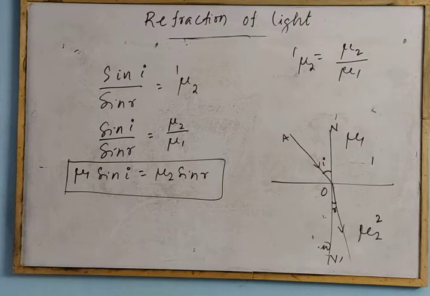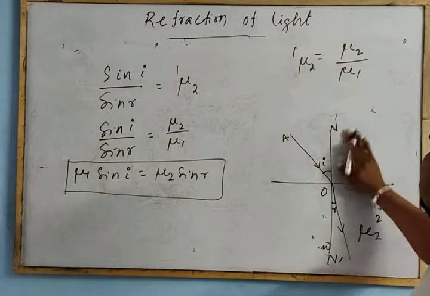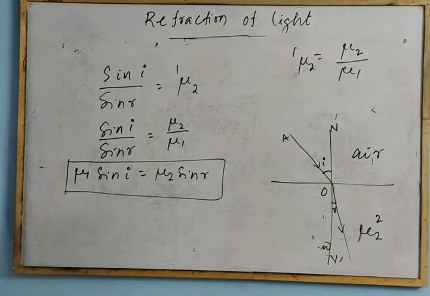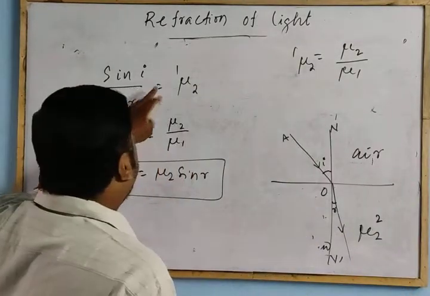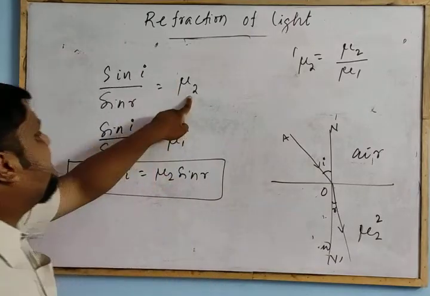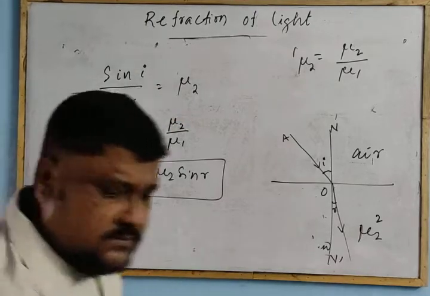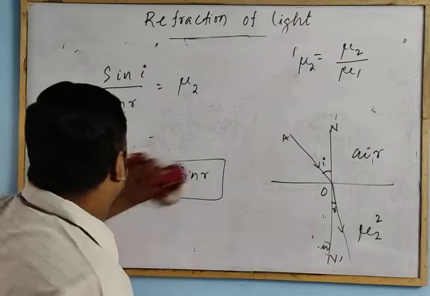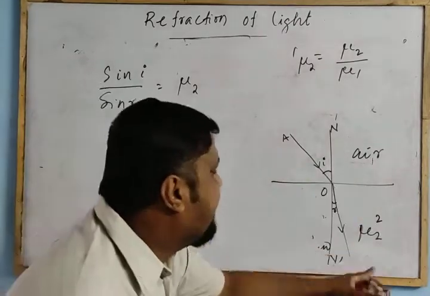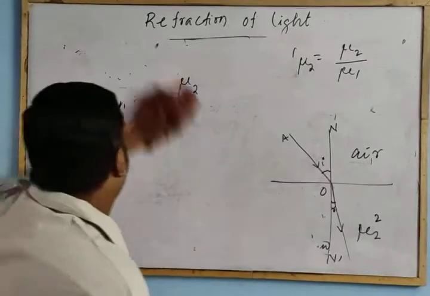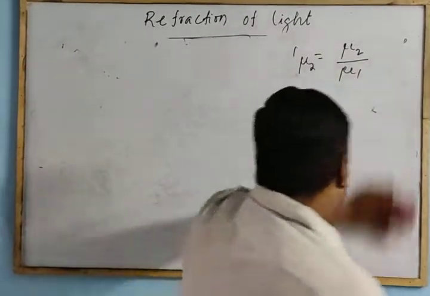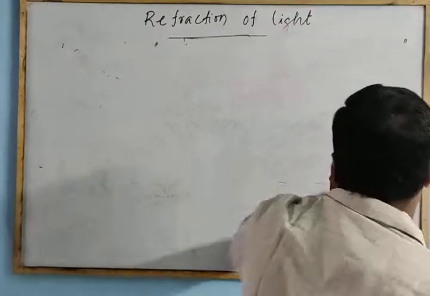Okay. So if the first medium is vacuum or air, then what can you write? Sin I by sin R is equal to the absolute refractive index of 2, and we write it like this, mu 2. This is also Snell's law. This can be an air medium and this is any other medium. So this is your Snell's law and the laws of refraction.